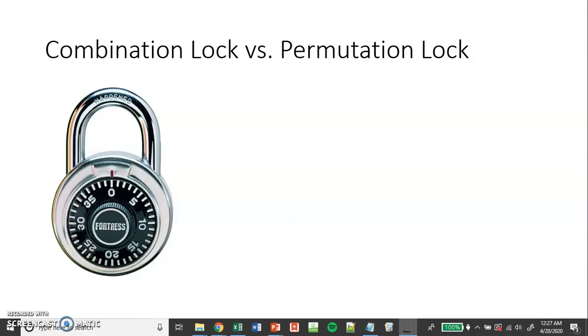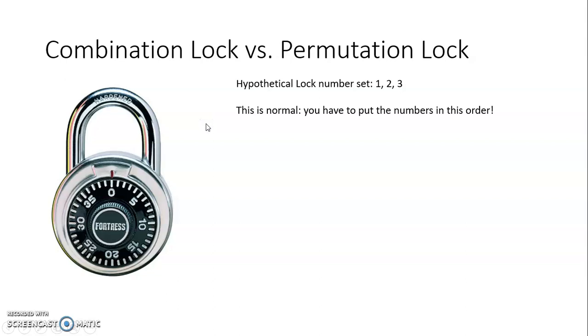Let's check it out. So let's just make this up. Let's say that the numbers that you pick are 1, 2, and 3. So this is normal. If you're actually going to put this into your lock, it has to go in that order. You have to first put in the number 1, then the next number you put into your lock is number 2, and then number 3. So it matters that you're doing it in that particular order. Also, for this example, we're going to assume that you can't use the same number twice. So for example, you can't use the combination 1, 1, 1.